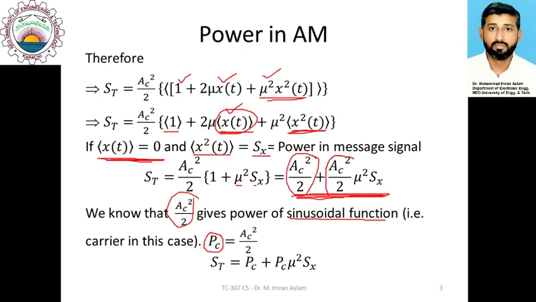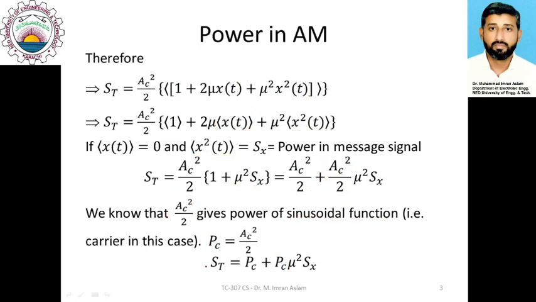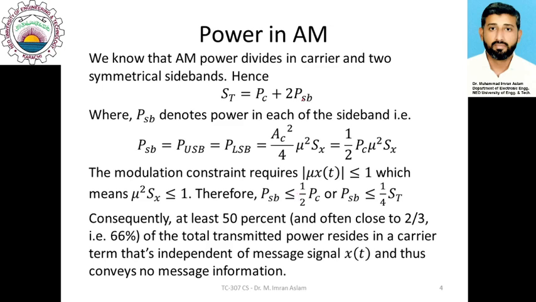Similarly, this part is also equal to the power in the carrier, so I can represent it by PC mu square Sx. If you recall the discussion related to the sidebands in our last lecture, we discussed that the total power in the AM signal is comprised of three subcomponents. One is the carrier PC, and there are two sidebands, upper sideband and lower sideband. So the total power would be written like this.